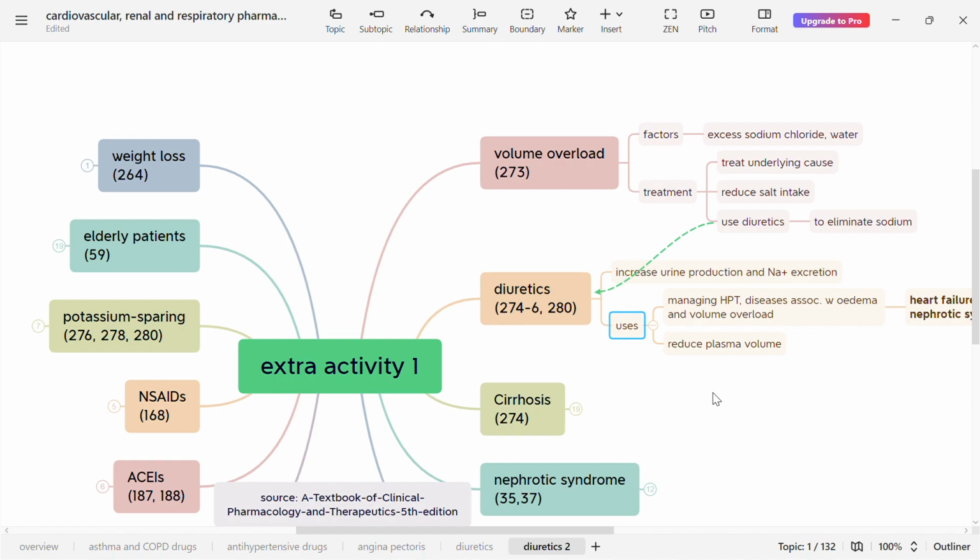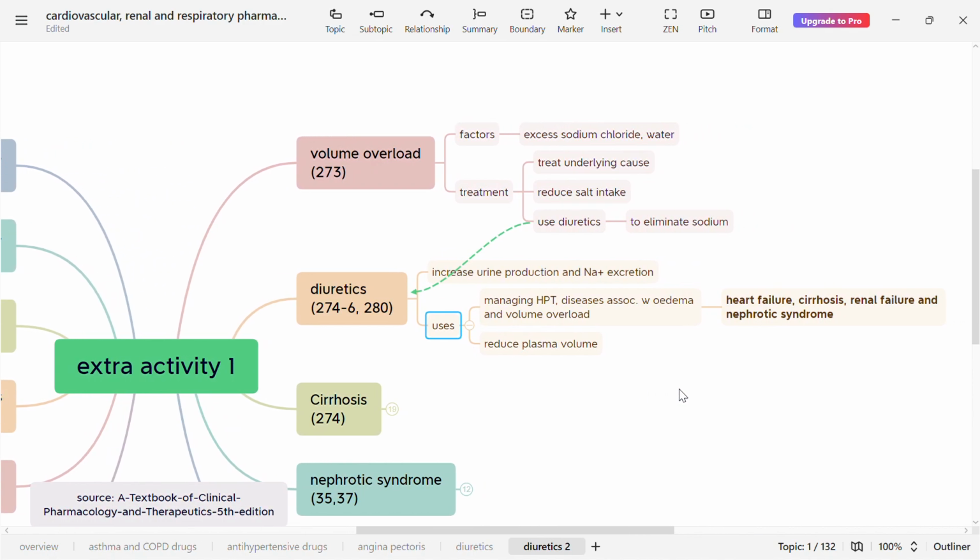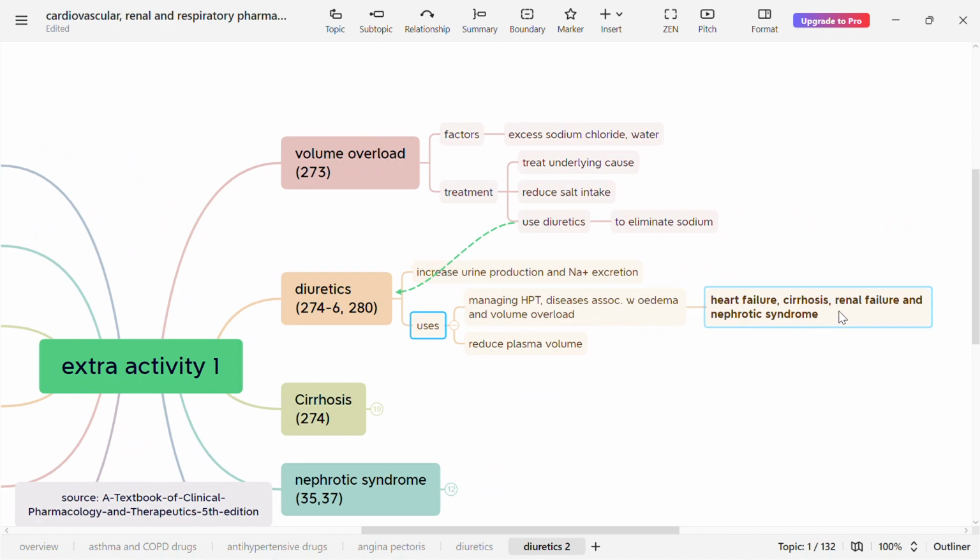Okay, we can use diuretics in managing hypertension, disease associated with edema, as well as the condition of volume overload, as we said just now. So the examples of the disease include heart failure, cirrhosis, renal failure, and also nephrotic syndrome, which we will talk about after that. And also diuretics can be used to reduce plasma volume.